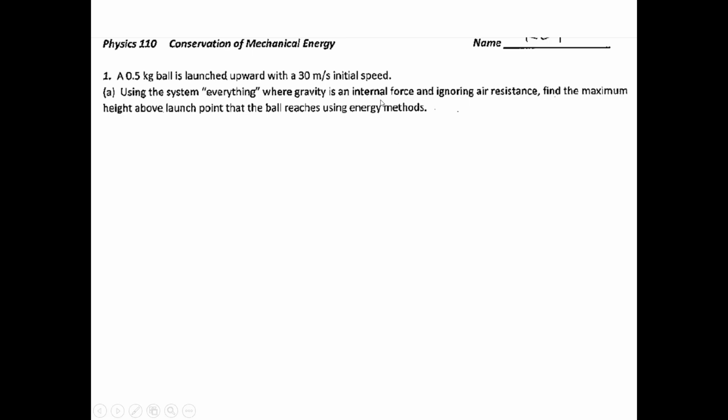All right. Our next job is to work on the first worksheet having to do with potential energies, and so we're going to start out with problem number 1, which talks about a half kilogram ball being launched upward with a speed of 30 meters per second. That's a fast speed, but it's still modest. The ball is not going to go far from the surface of Earth.